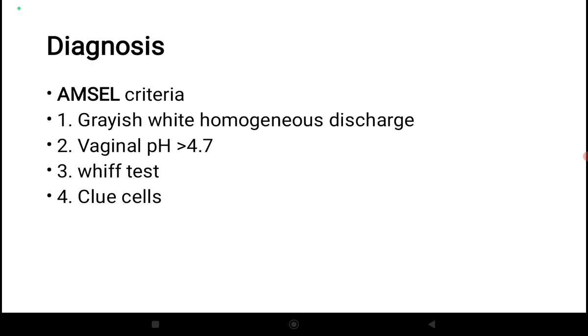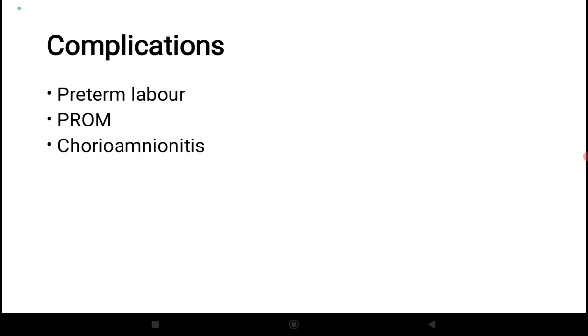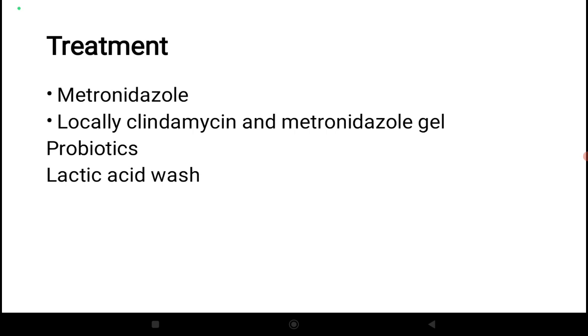And clue cells in the smear that is prepared with normal saline. Clue cells are diagnostic of bacterial vaginosis. Clue cells are vaginal epithelial cells covered with coccobacilli, and the cells appear stippled or granular. Regarding the complications of bacterial vaginosis in pregnancy, there are three main complications, which include preterm labor, premature rupture of membranes, and chorioamnionitis.